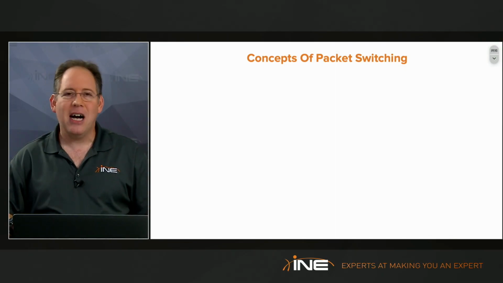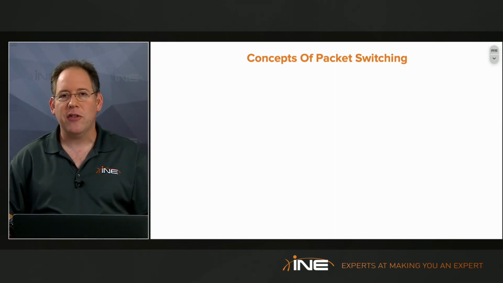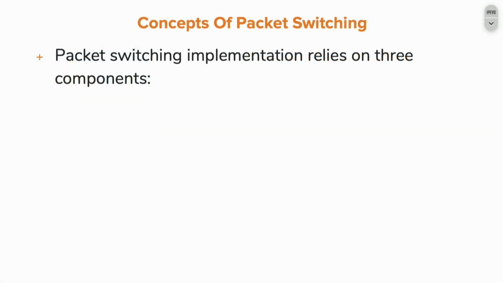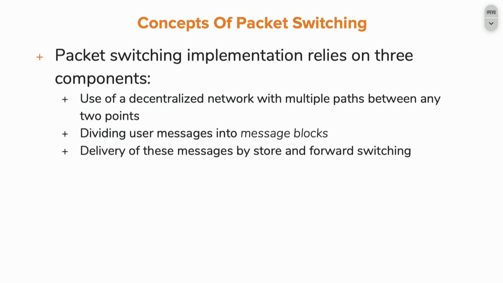So the basic concepts of packet switching, as defined by the gentleman we just saw in the last slide, were these. Packet switching needed three components. We need to use a decentralized network with multiple paths between any 2 points. We need to take data and divide it up into discrete blocks, what we now call packets. And the delivery of these messages needed to be done by store and forward switching.